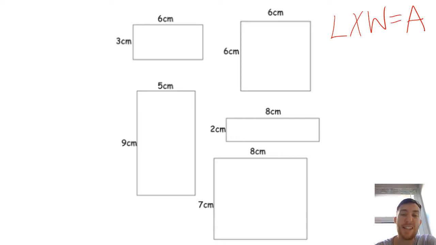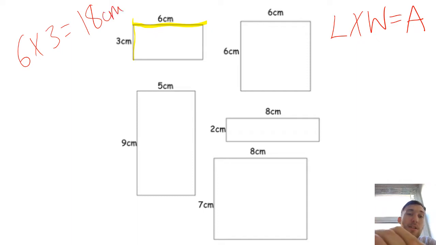Okay, so in these basic squares and rectangles, if we look at this first one, here's our length, and then we've got our width. So all we would need to do in that particular calculation is 6 times 3 equals 18. And then we would put in our units of measurement, centimeters squared. So that tells us that 18 squares fit inside that rectangle.